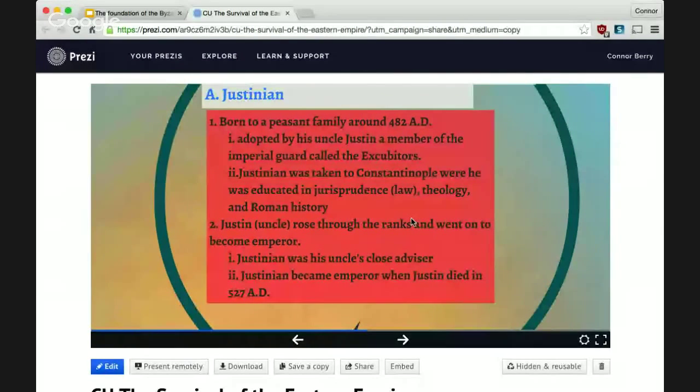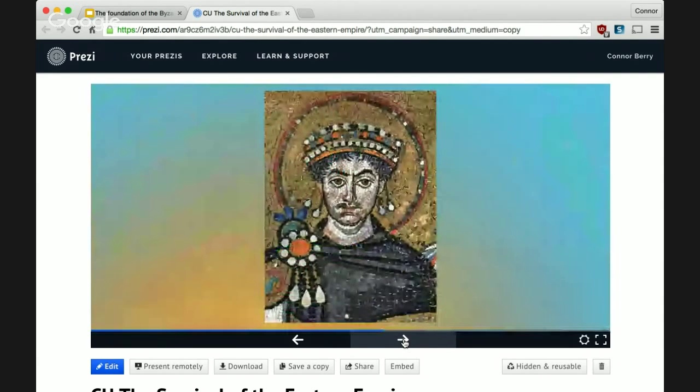So Justinian's uncle is now emperor, and Justinian obviously was close to his uncle, and when Justin died, Justinian became the new emperor. Now, Theodora had a whole other thing going on. Theodora, who became Justinian's wife, her father was a bear trainer in the circus. As Theodora grew, she became a performer in the circus. And there's Justinian right there.